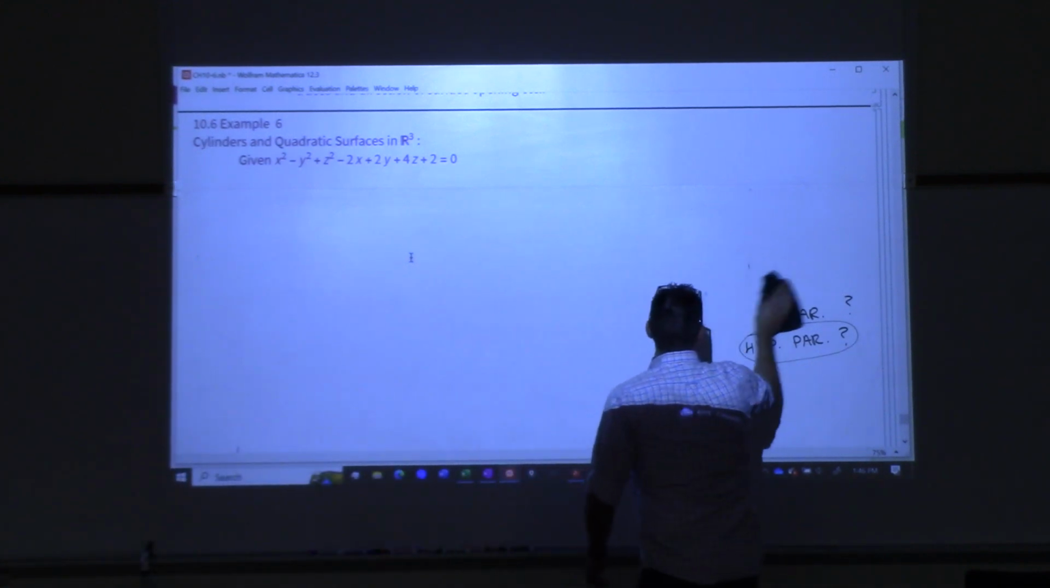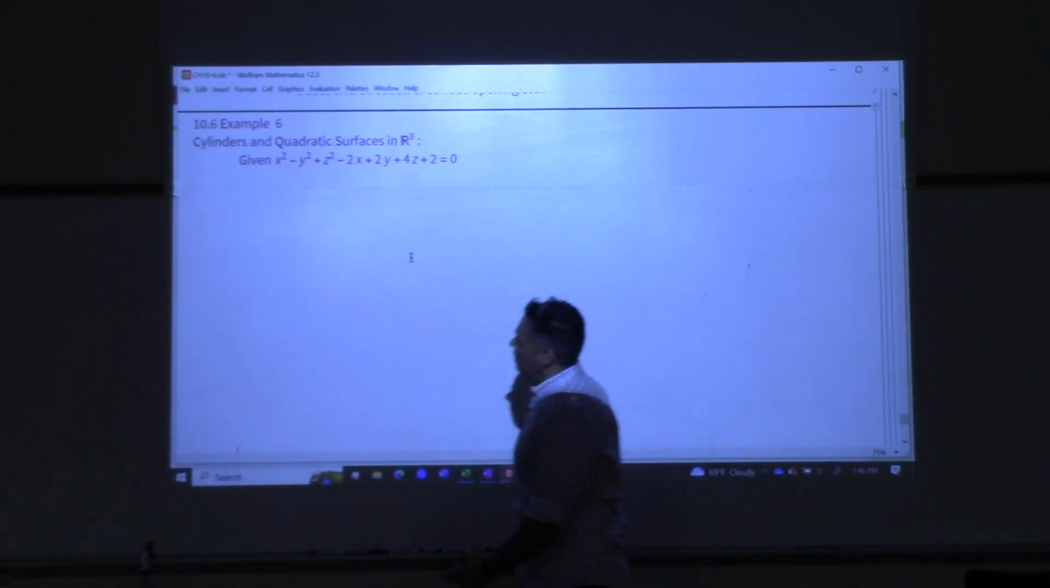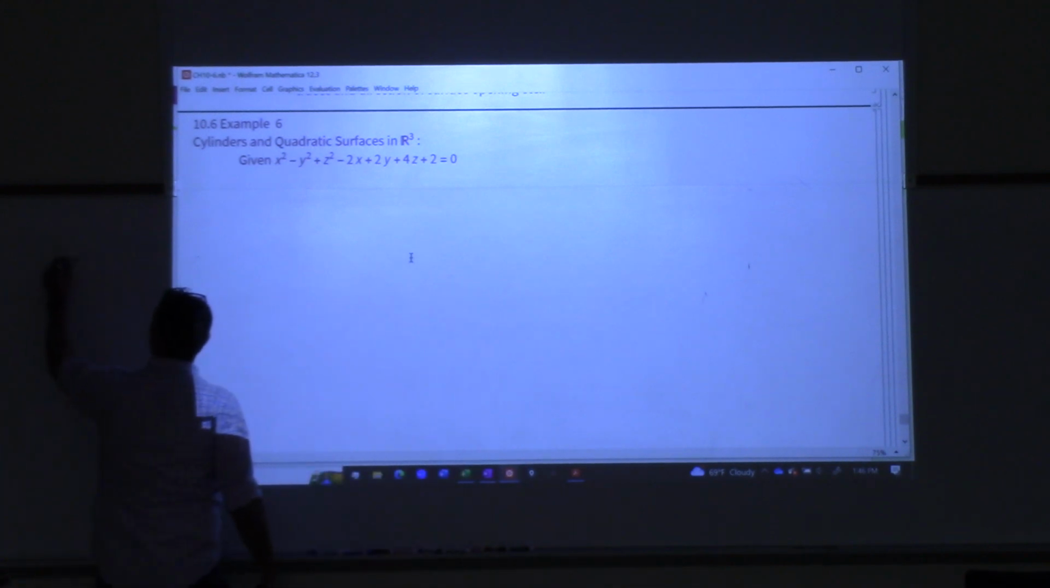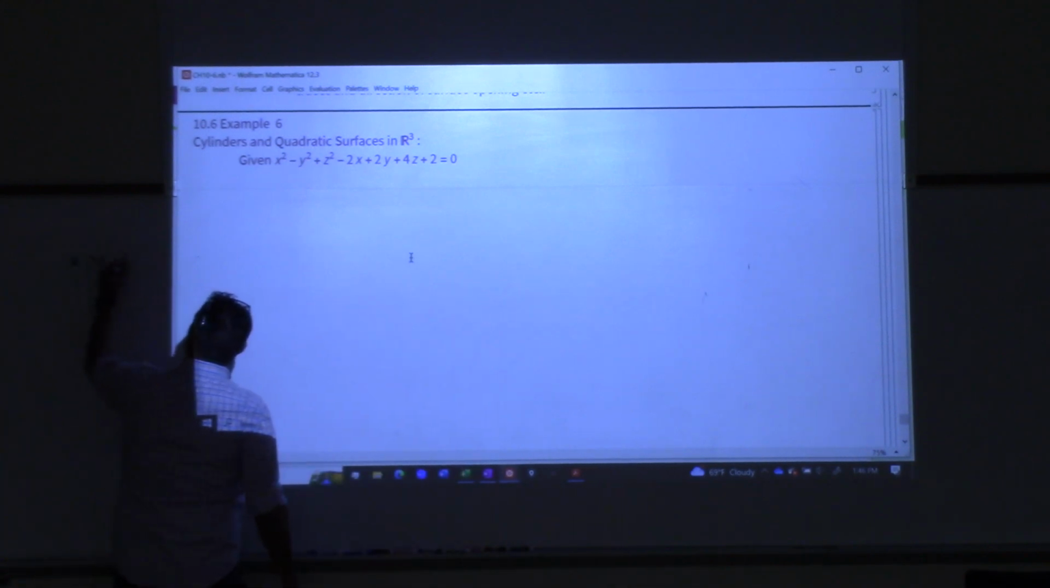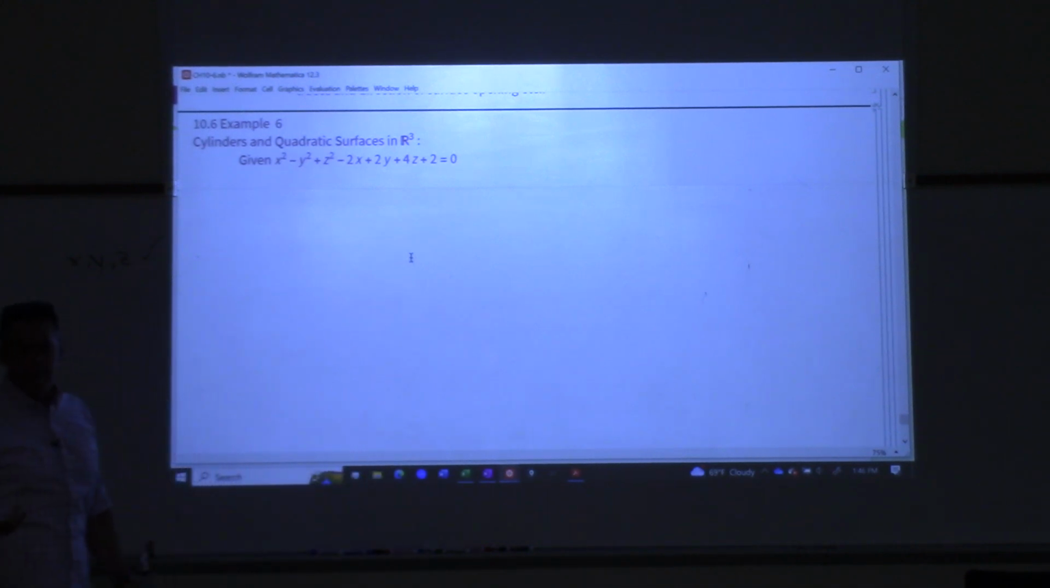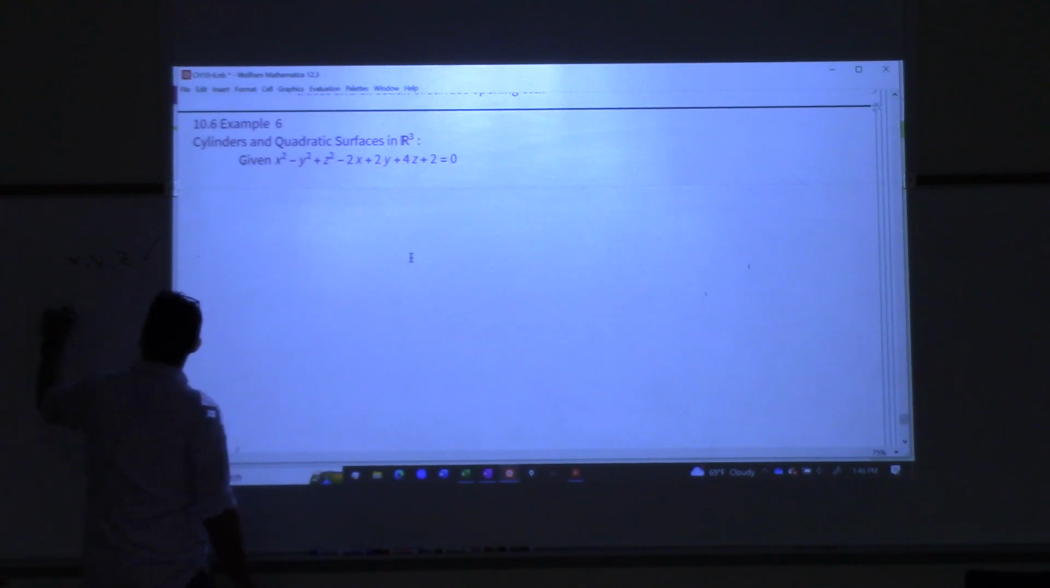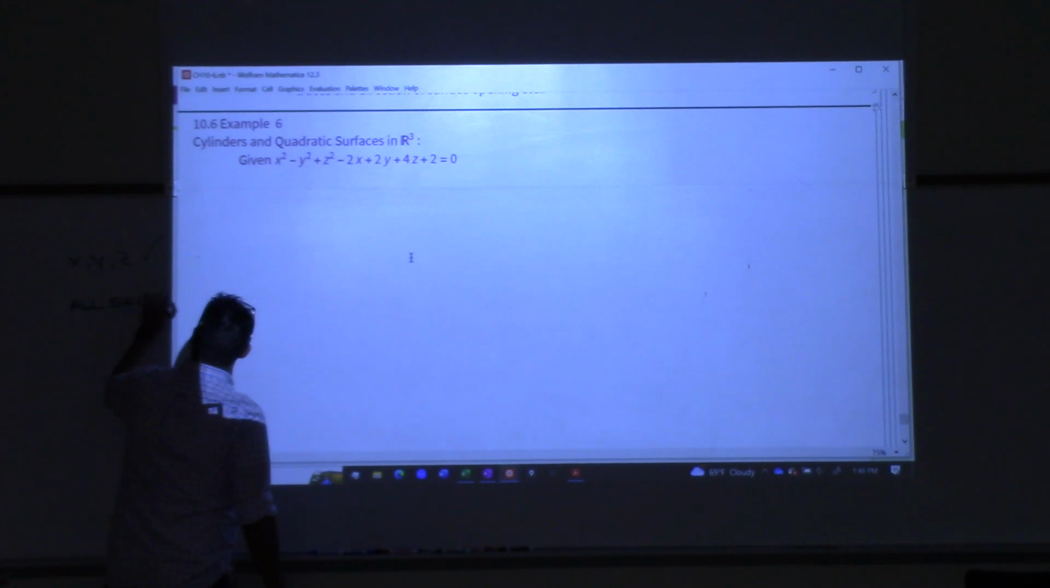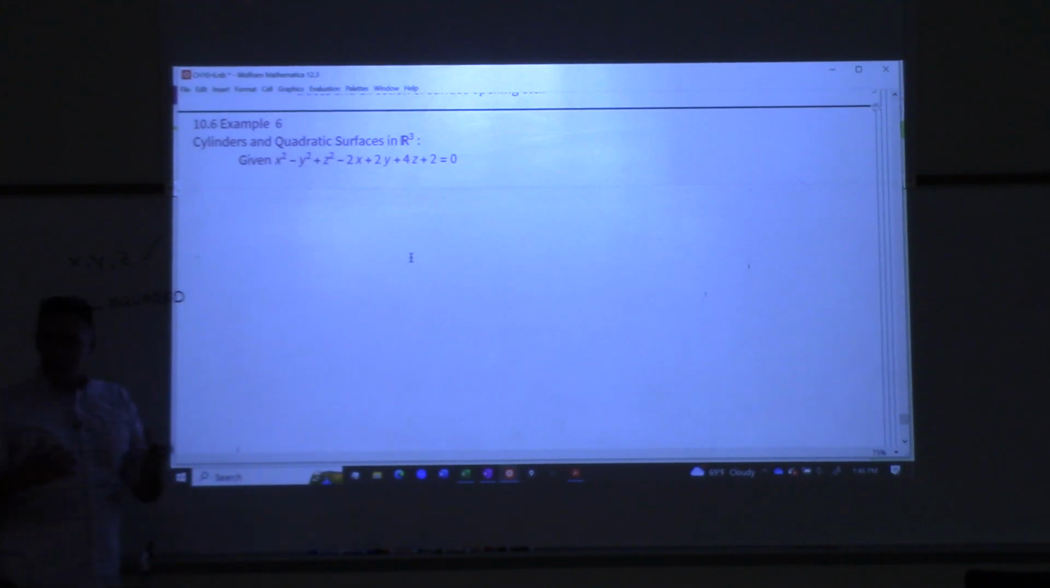Do we have all three variables? Yes. Okay, so all three variables are here. That eliminates some things already, because some of the equations we had only had two of the variables. Do I have all three squared? Yes, so they're all squared. That eliminates some as well, right? But there's still a slew of things it could be.